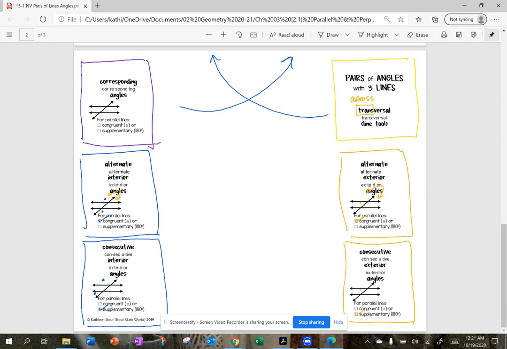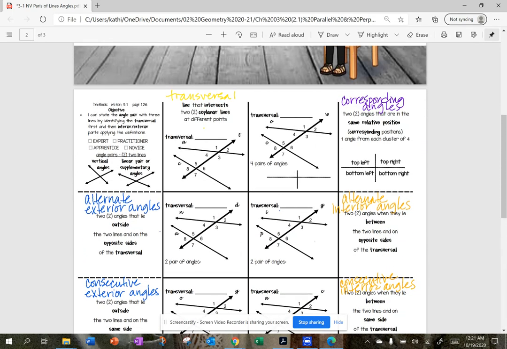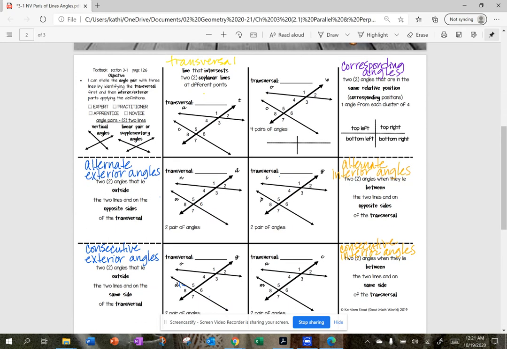So our vocabulary is alternate exterior angles, consecutive exterior angles, alternate interior angles, consecutive interior angles, corresponding angles, and a transversal. Our learning objective today is: I can state the angle pair with 3 lines by identifying the transversal first and then interior, exterior parts, applying the definition.